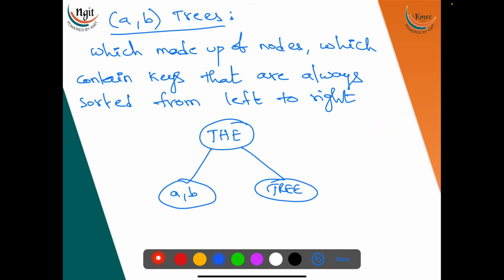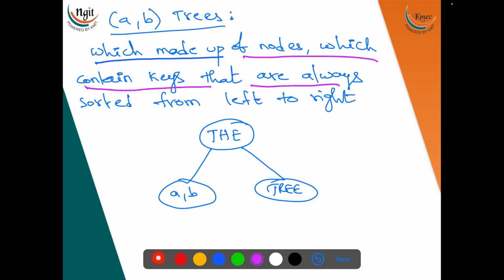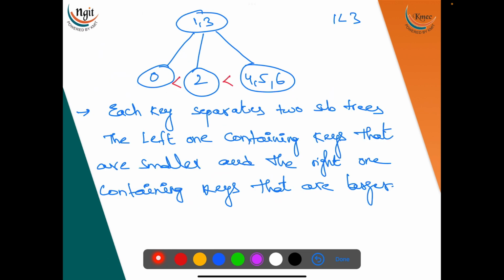Now, an AB tree is made up of nodes which contain keys that are always sorted from left to right. So this is a simple symbolic representation of the AB tree. We'll take an example and move forward, so let's understand that. I'm taking here 1,3 nodes, where 1 is represented as A and 3 is represented as B. As I told you in the previous slide, A represents the minimum number of children and B represents the maximum number of children.